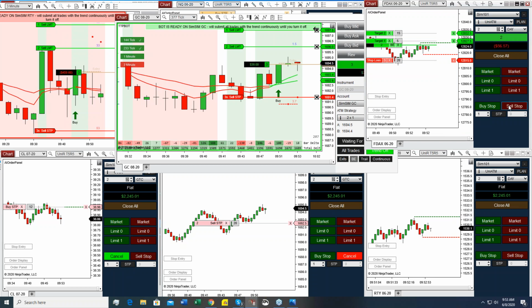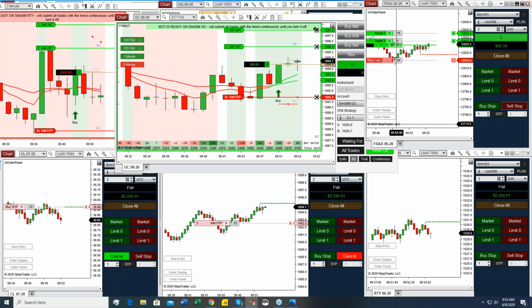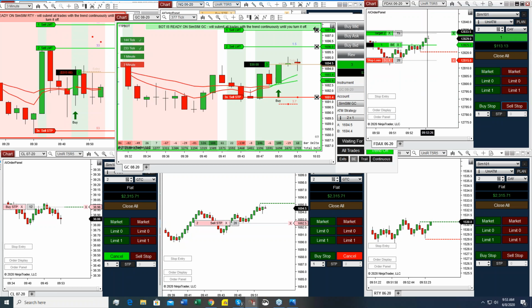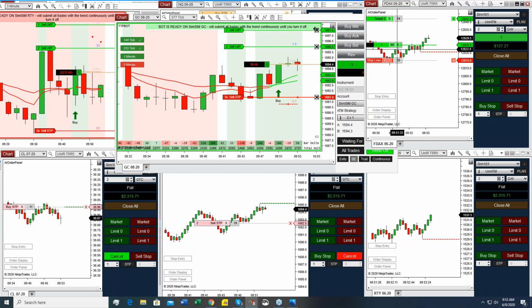Order canceled. Look at this. 1 tick from target. Look at the DAX. Flat. Target filled. There's the DAX got target. Let me get this out of here and go to break even. Break even.